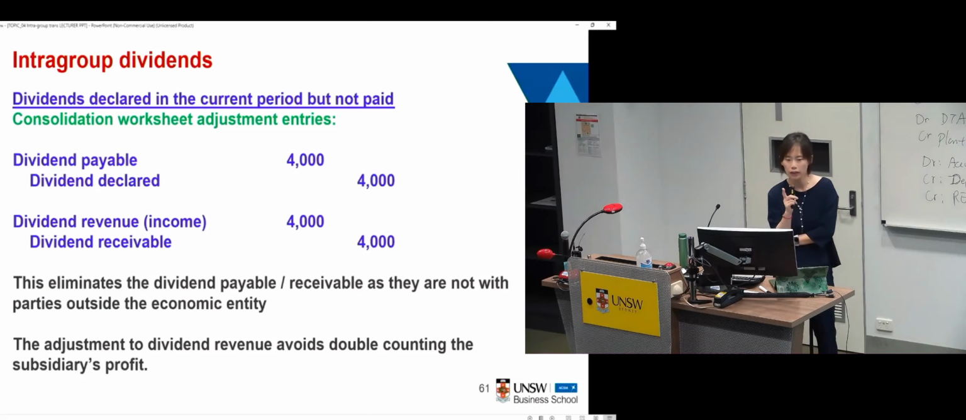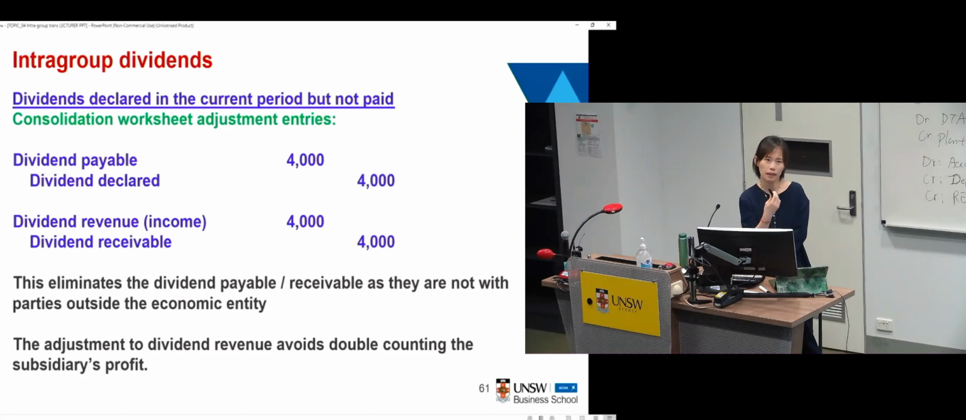Now, can I have a different combination? Because for me, it's easy to remember if I have elimination of the intragroup dividend payable, correspondingly credit dividend receivable, right? And then debit dividend revenue, credit dividend declared. That's fine. Okay, so you have a different combination. That's okay, just as long as your per line adjustment is correct here.